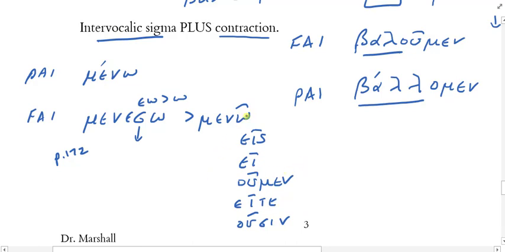Now, compare that with meno. The accent in the present is going to try to stay on the first syllable. Meno, menes, mene, menemen, menete, and menusin. All right? And no contraction.